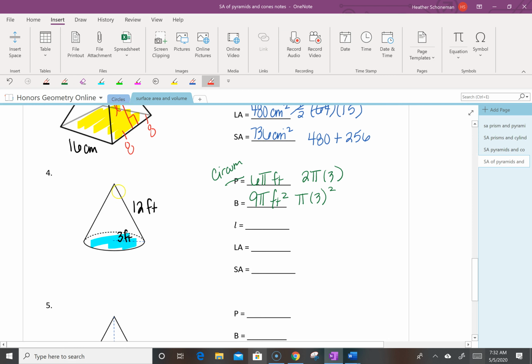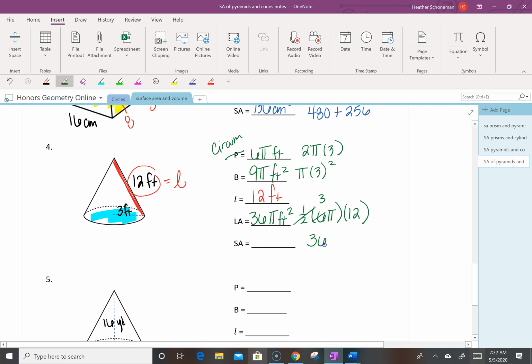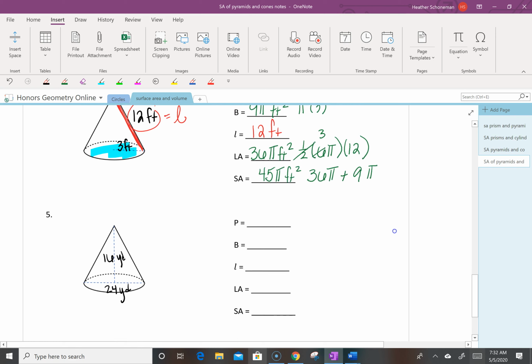Slant height. Okay, in a cone, there's no lateral edge. This is the slant height. If it is slanted in a cone, it is the slant height, so that's 12 feet. Use the same formula. Lateral area is 1/2 times the perimeter times the slant height. Take half of one of them, and we get 36 pi feet squared. Total surface area is your lateral area plus a cone, just like a pyramid, has one base, and that one base is 9 pi. So we add it together and we get 45 pi feet squared.